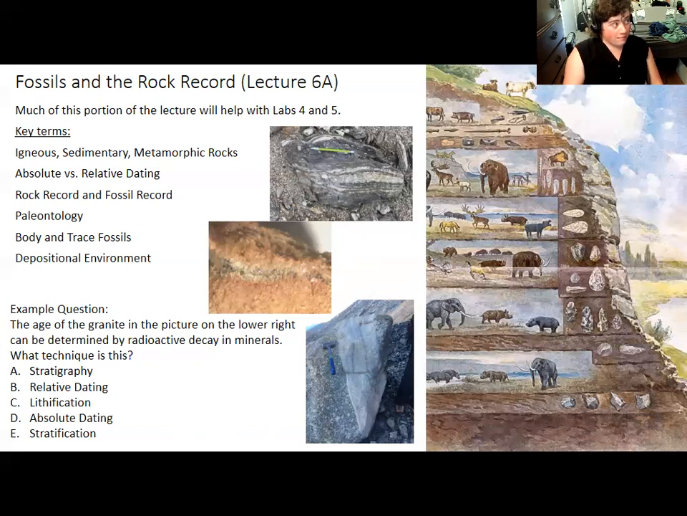It's not stratigraphy, though stratigraphy and relative dating are kind of the same thing in a sense. Stratigraphy just refers to the study of layers of rocks relative to one another, and relative dating is using that to determine ages compared to one another. Lithification just means turning into a rock, and stratification is a general term for layer separation. I used that in this class when I was talking about different layers in the ocean being separated earlier. So not what we're talking about here.